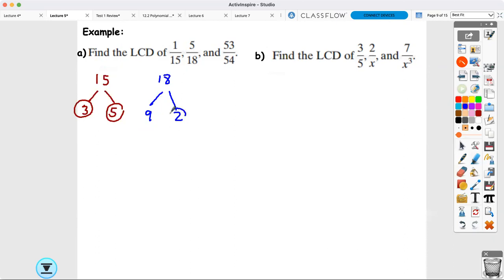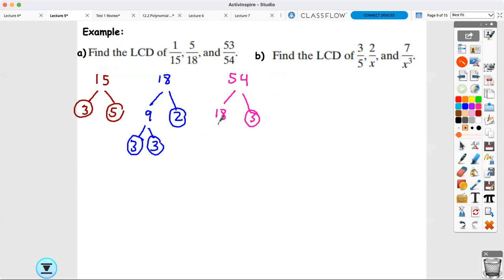Now 9 can be broken down to 3 times 3, which is one of the primes, so we can circle that. So we are now done with 18. We're now gonna jump on to 54. Can someone give me two factors that multiply to give me 54? 18 and 3. That's correct, and we can circle the 3.